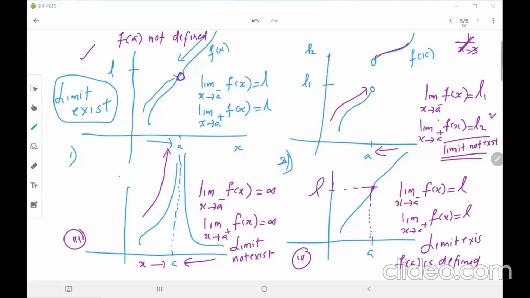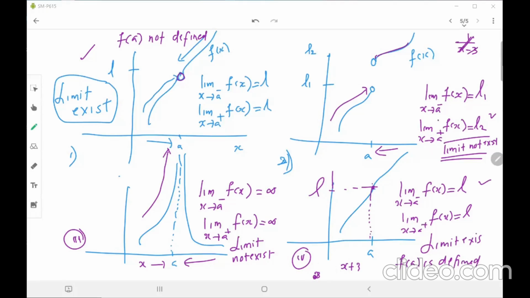See, for example, suppose I give a function f of x is equal to x plus 3. When you find from left side and right side, at the point, say, for example, 2, 2 plus 3 is 5. Right side also 5, left side also 5. So f of 2 is also defined. This situation we'll study later.